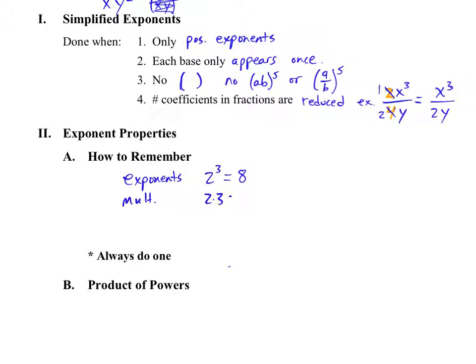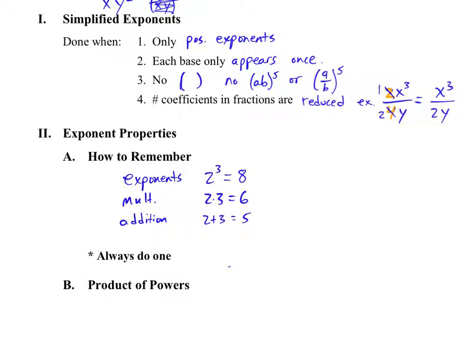Because 2 times 3 is 6. Addition is weakest, because 2 plus 3 is 5. So are you kind of with me? With the exponents the answer is biggest, multiplication second, addition third.